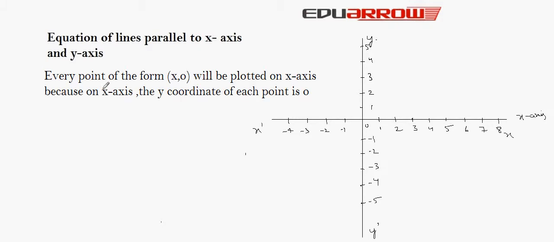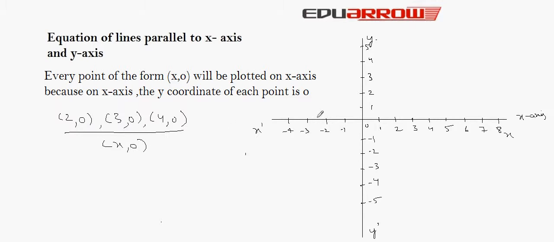Now, every point of the form (x, 0) will be plotted on the x-axis because on the x-axis the y coordinate of each point is 0. For example, (2, 0), (3, 0), (4, 0). Here x can be any number. So these all points will be plotted on the x-axis because these are of the form (x, 0).